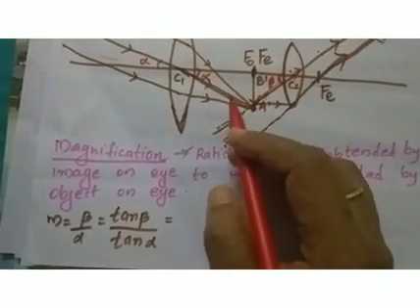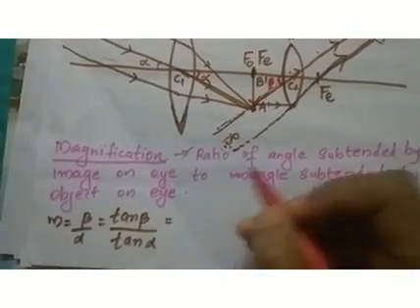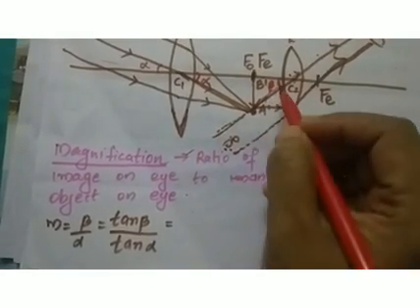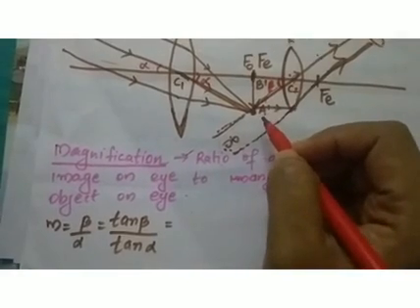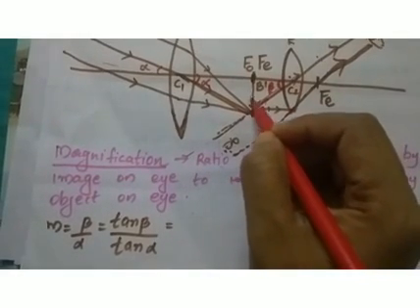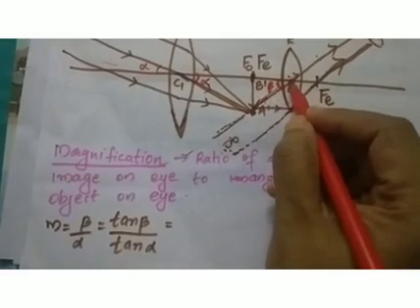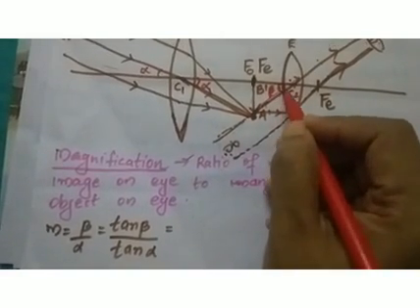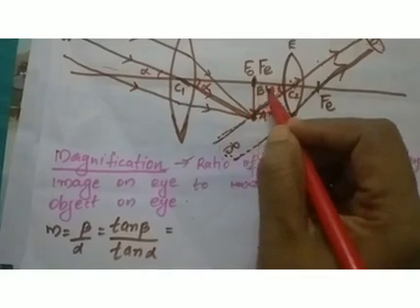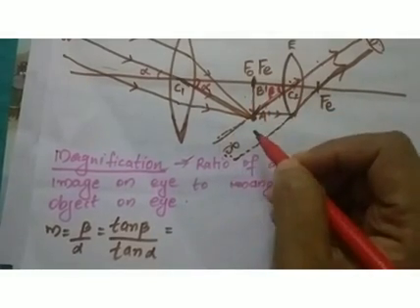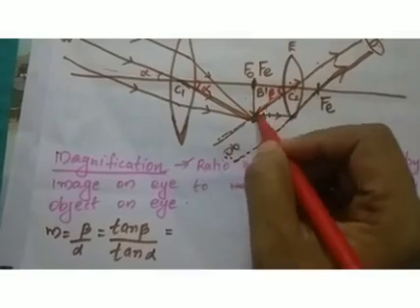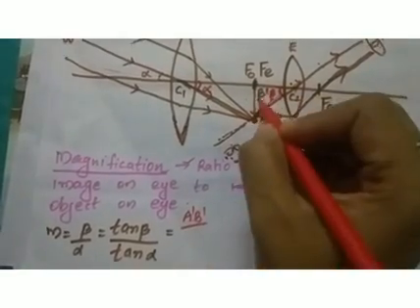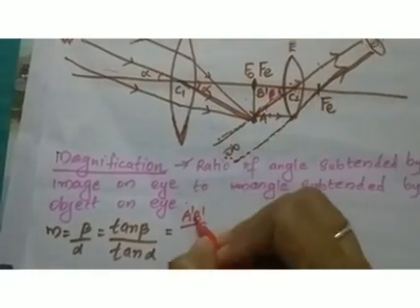And from the figure, just find an expression for tan beta. What is tan beta? In order to find an expression for tan beta, just consider this triangle A dash B dash C2, and this is the angle beta. So tan beta is the opposite side by the adjacent side. The opposite side is A dash B dash, and the adjacent side is B dash C2.